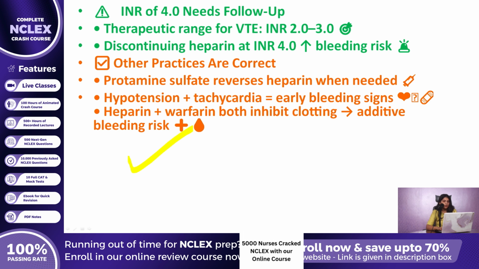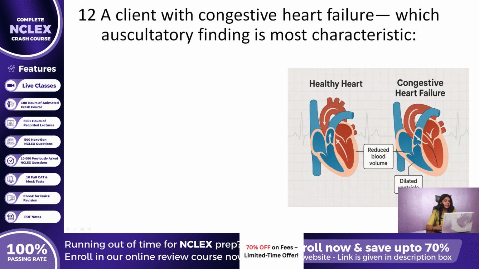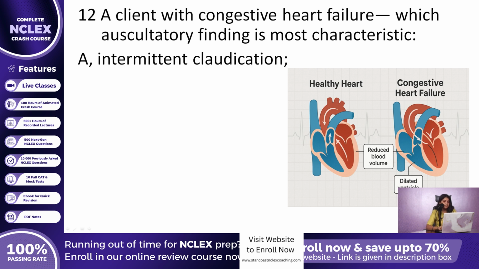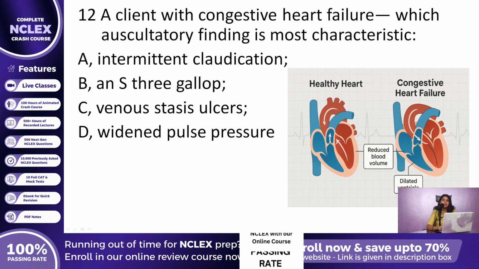Question 12. Now consider a client with congestive heart failure. Which auscultatory finding is most characteristic? A. Intermittent claudication. B. An S3 gallop. C. Venous stasis ulcers. Or D. Widened pulse pressure? The hallmark finding is B.